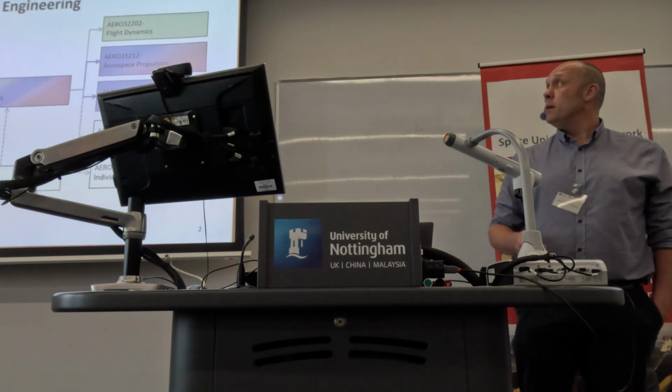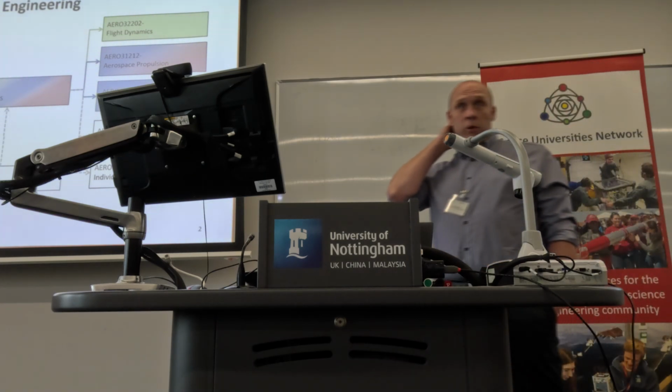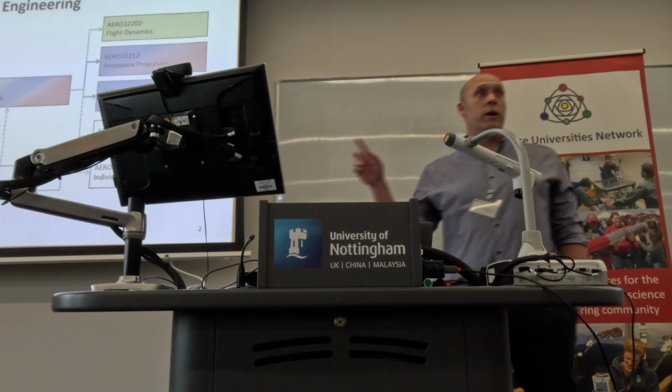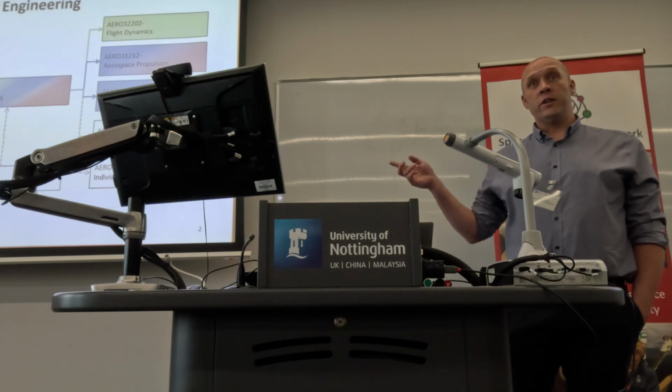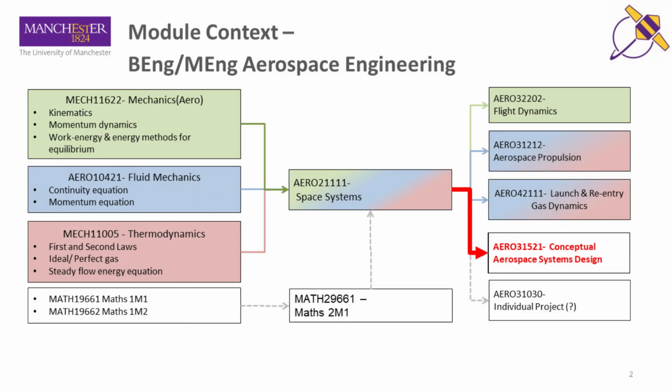So to talk about the course itself then, it's one of the compulsory modules on the undergraduate Bachelor's in Engineering and then the 4-year integrated Master's in Engineering. And on the left-hand side, you've got some of the first-year courses, which include the theory, which then lead into the module itself that I'm going to talk about in the middle, the Space Systems module. And it's a second-year undergraduate course, and then it leads on to some further courses in the third year.